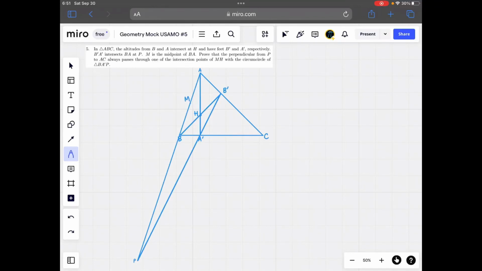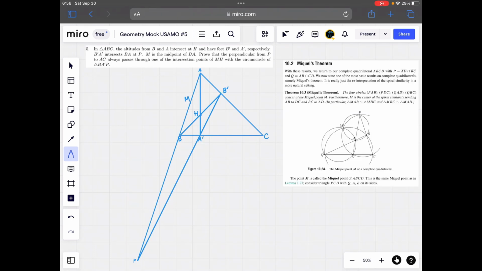In triangle ABC, the altitudes from B and A intersect at H and have feet B prime and A prime respectively. B prime A prime intersects BA at P, and M is the midpoint of BA. Prove that the perpendicular from P to AC always passes through one of the intersection points of MH with the circumcircle of triangle BA prime P.